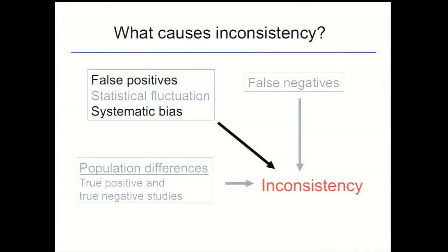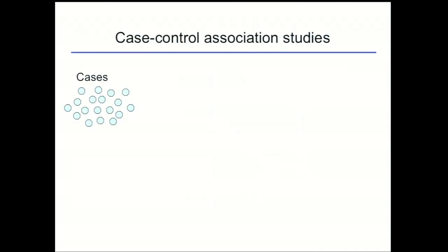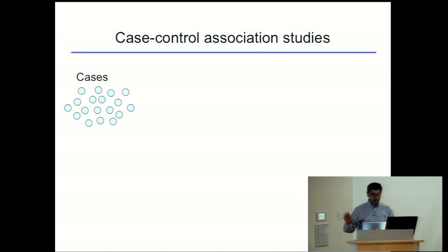I'm actually going to talk about systematic bias first. There's really two main sources of systematic bias in a standard genetic association study, and there are other subtle ones that can come in. But the first one I'm going to talk about is due to genetic ancestry.